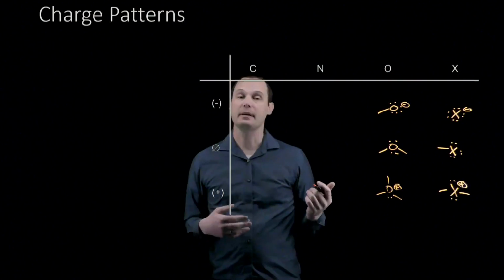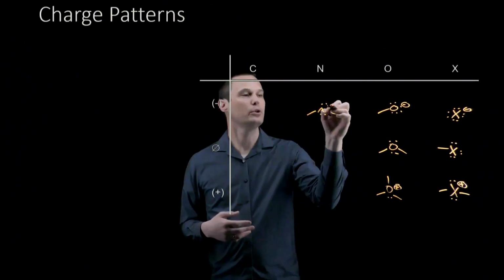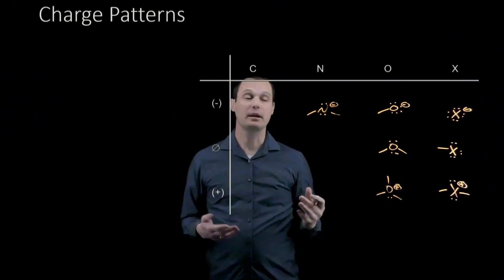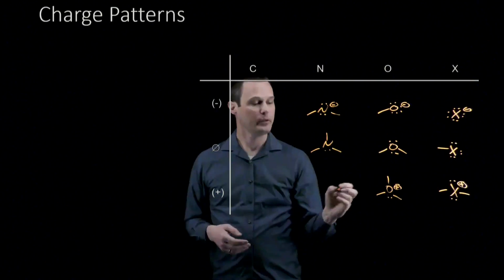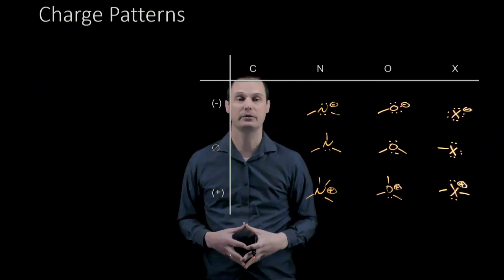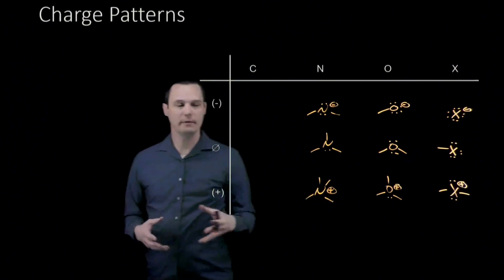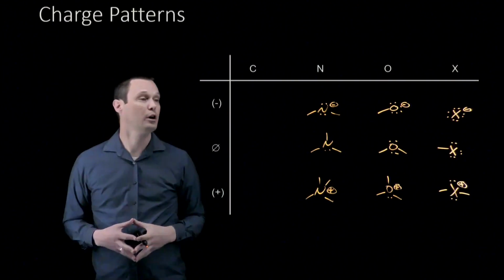A nitrogen that has a negative charge is called an amide, and it has 2 bonds and 2 lone pairs. A nitrogen with a neutral charge is going to have 3 bonds and 1 lone pair. And a nitrogen with a positive charge, an ammonium cation, is going to have 4 bonds and 0 lone pairs for a positive charge on nitrogen. Go ahead and see if you can fill in this column for carbon. Pause the video now, see if you can fill in the column for carbon.